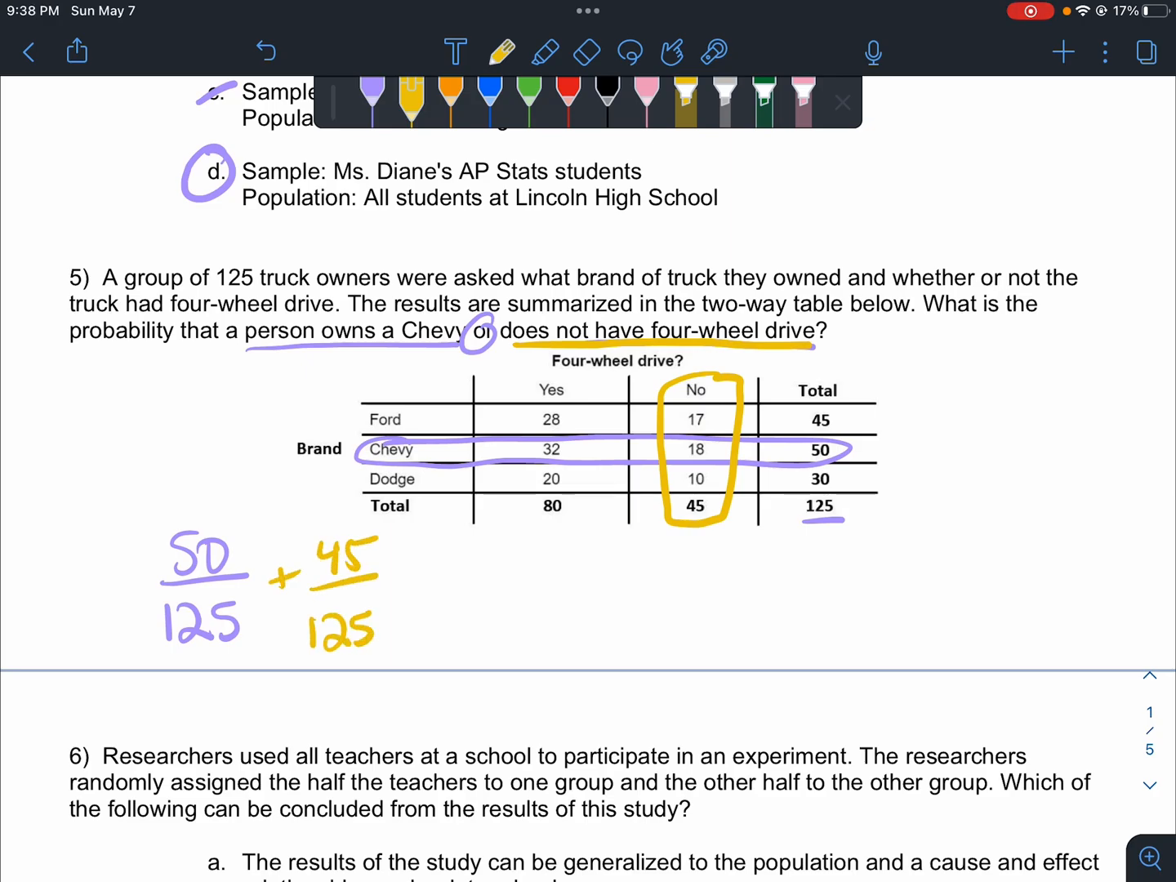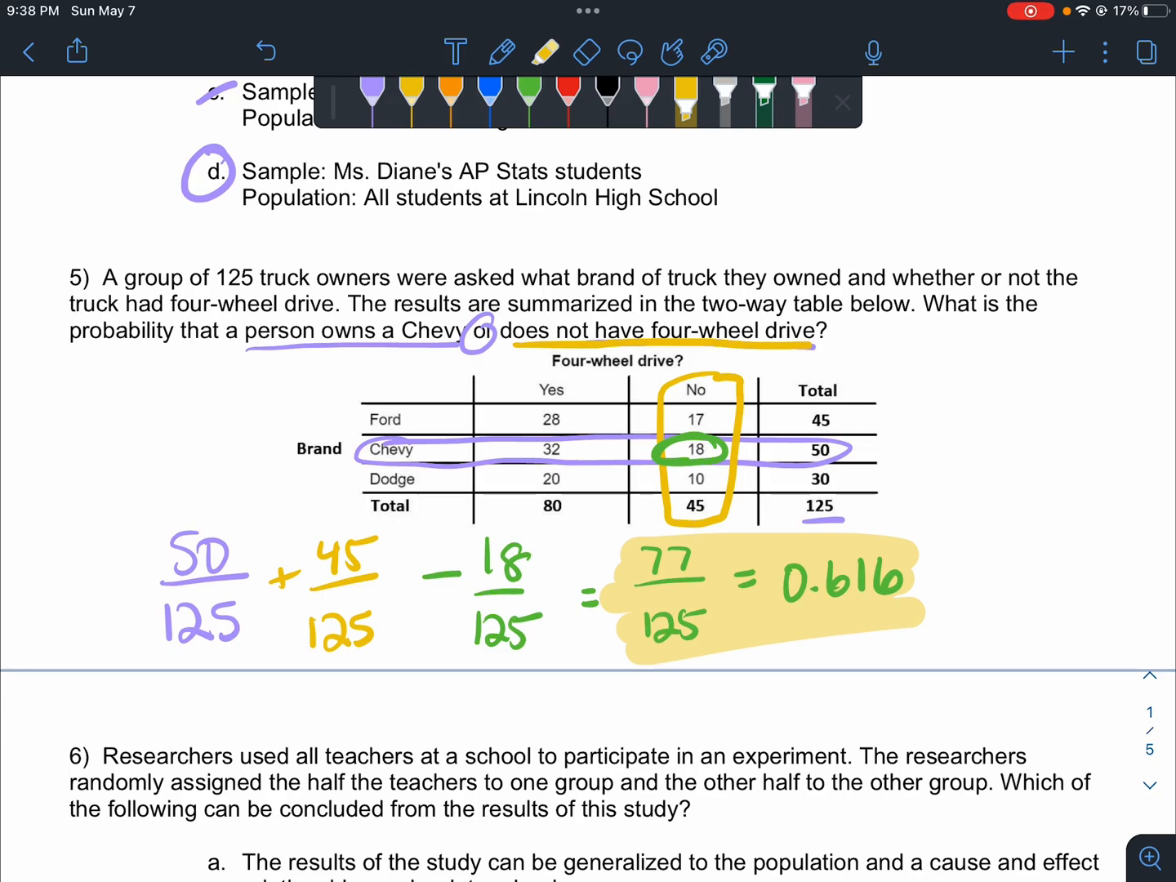Remember, or as I'm adding, but we did have some people that overlapped. So we counted 18 out of 125 twice. So when I subtract that fraction, I get 77 over 125. You can leave your answer like that, or answers could also appear as a decimal. So either one would be fine.